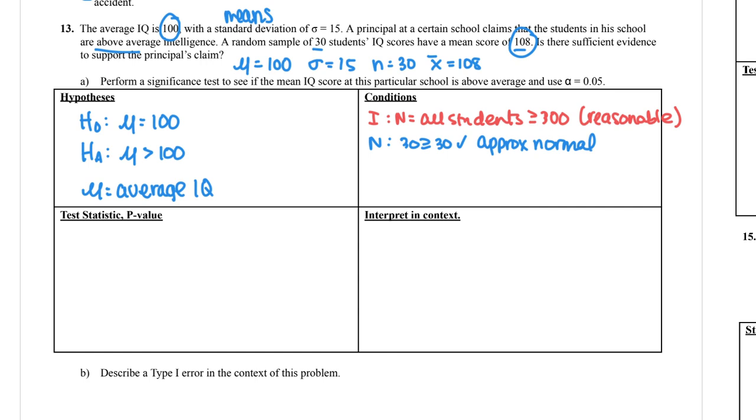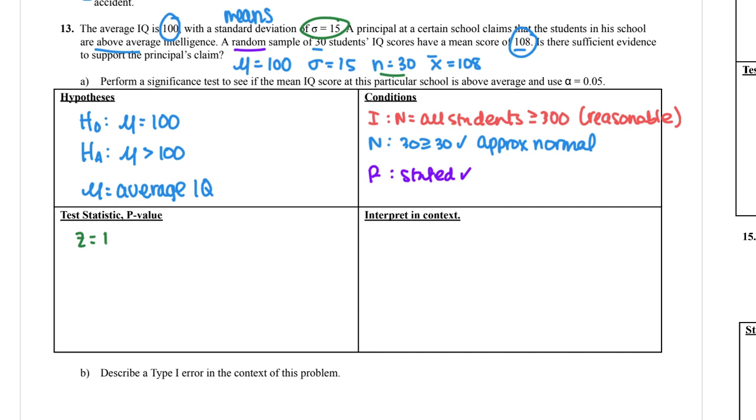And then random, let's see, it does say a random sample. So that's stated. All right, so now let's do our test statistic and p-value. So in this particular problem, it is a problem about means. We are given the population standard deviation sigma, and our sample size is 30, which meets that condition as well. So that means in this particular case, we're going to be using z.